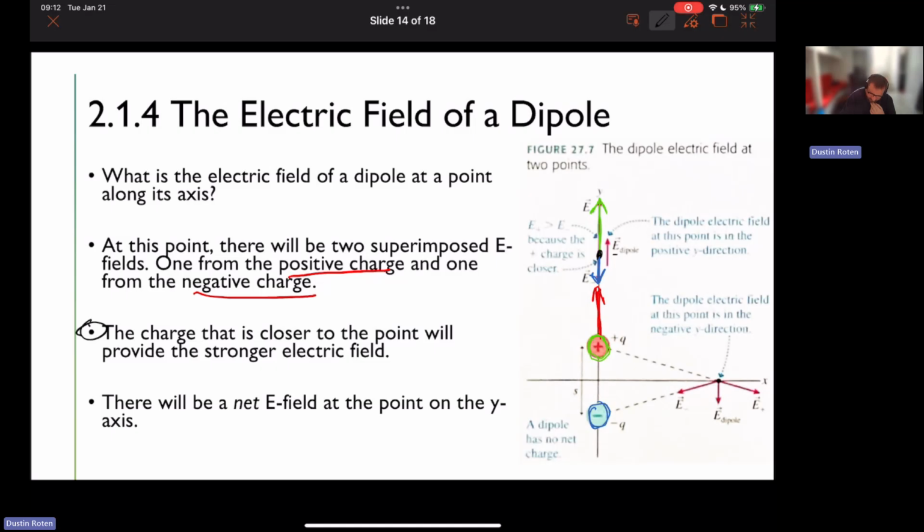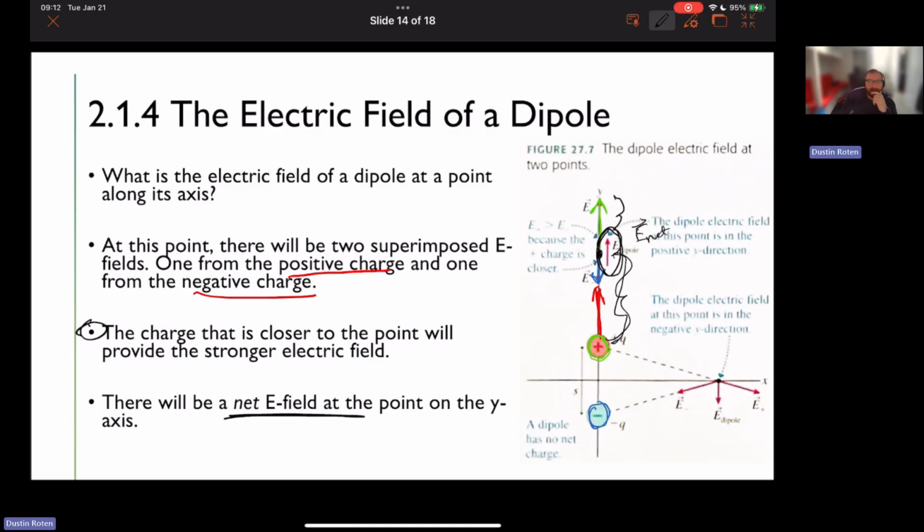Notice the distance here is shorter. That means the positive charge, the green, is going to be stronger. That's why this vector is longer. Since these vectors are two different lengths, there's going to be a net electric field at this point when we add them up. You can see it here barely, this purple vector, that's my net electric field.